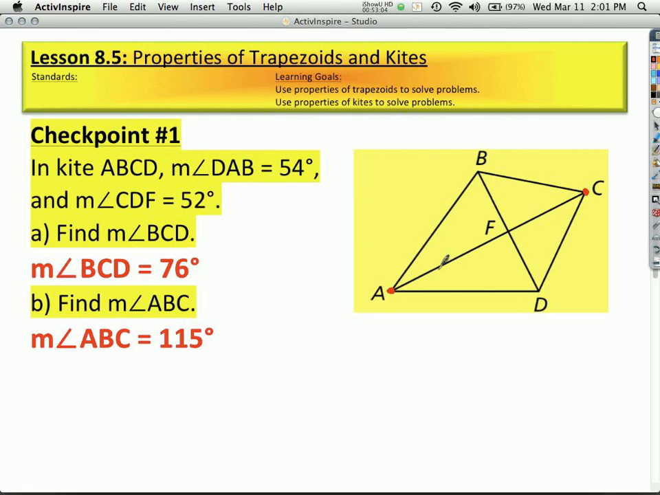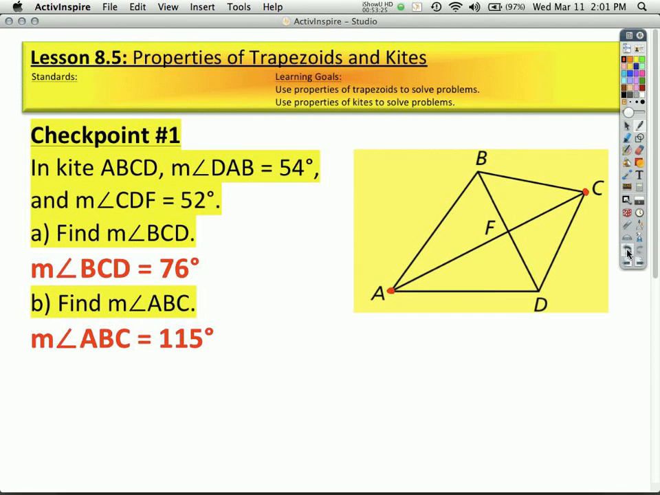But the diagonal connecting, I guess you would call it the longer diagonal, will always bisect the shorter one. And it's called the kite diagonal bisector theorem. You don't have to know it right now, but it's logical. We've already used it a bunch of times. Okay? Any comments or questions? Any concerns? Danielle?